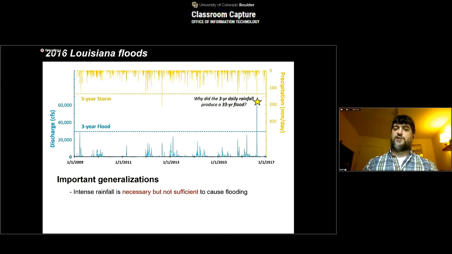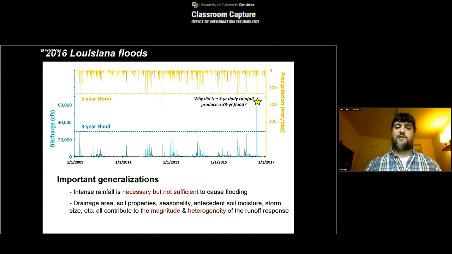The important generalization I want to remind you of as you're thinking about working with this kind of data yourself is that intense rainfall is a necessary, but an insufficient condition to cause flooding. So it does cause flooding, but it's not the only thing that matters. And that's where all those other things I was talking about, things like drainage area, soil properties, seasonality, how much water was in the soil before the rainfall event happened, the size of the storm, all these things control what the runoff response is actually going to look like.